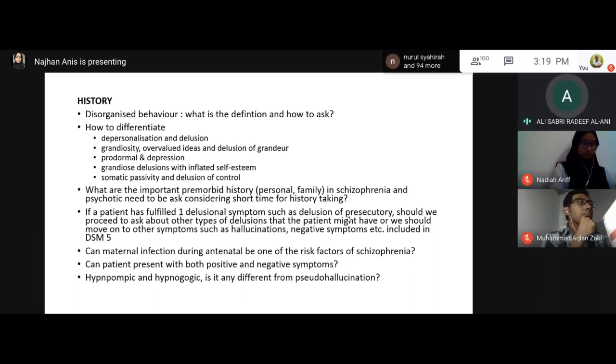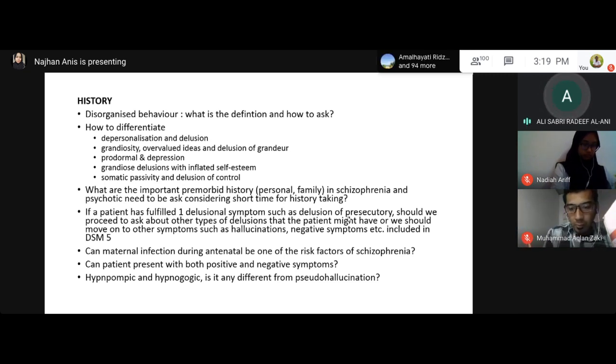What other question? You have the grandiose and inflated self-esteem, I think we already touched this issue. Then we have the somatic passivity and delusion of control. Delusion of control, in which the patient believes what? What do we have in delusion of control? Made acts, made impulses, and made feelings. So the patient will believe that their actions and feelings are controlled by external forces or external agencies controlling his body.